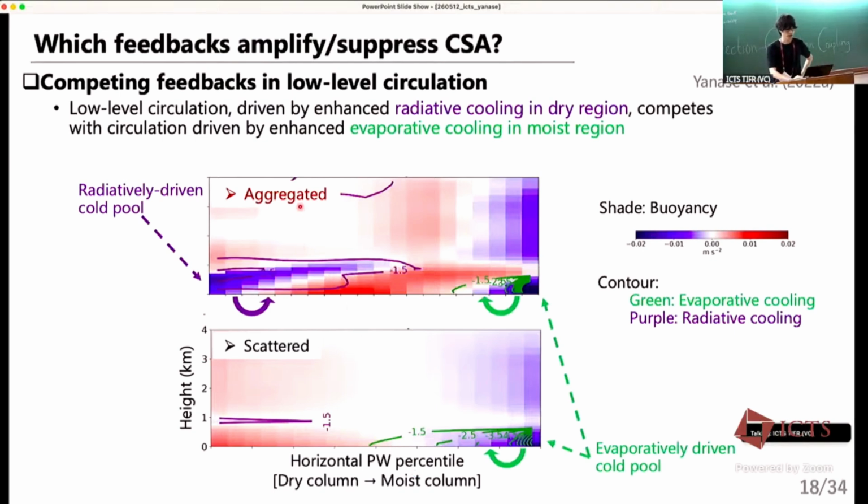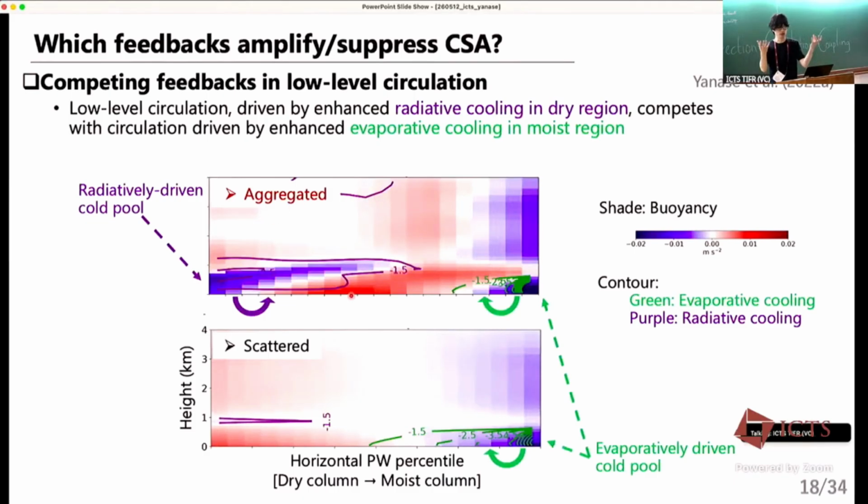In contrast, in the aggregated case, there is a prominent radiative cooling in the lower atmosphere of the dry region. So there is strong radiative cooling in the dry region, and it produces a negative buoyancy, and it produces the circulation in this counterclockwise sense. So it sustains the inflow into the moist region, and it amplifies the moisture contrast, and it acts as a positive feedback for self-aggregation.